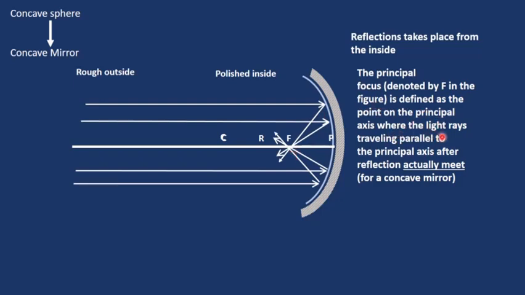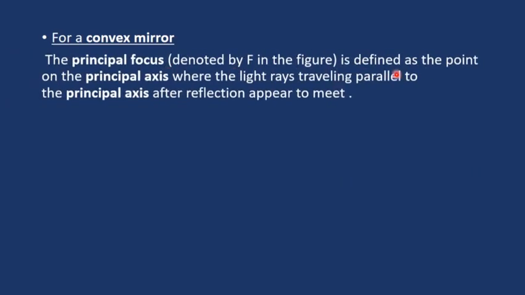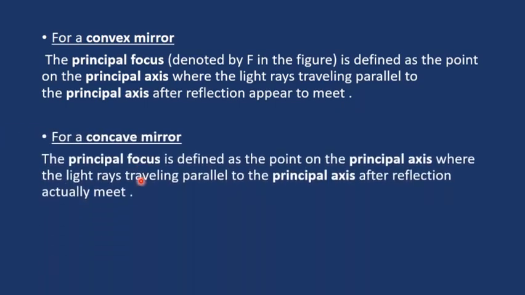Let's summarize the definitions for principal focus. Now for a convex mirror, the principal focus was defined as the point on the principal axis where the light rays traveling parallel to the principal axis after reflection appear to meet. And for a concave mirror, the principal focus is defined as the point on the principal axis where the light rays traveling parallel to the principal axis after reflection actually meet. Now the difference between both these definitions lies in this part. Here it is appear to meet and here it is actually meet.